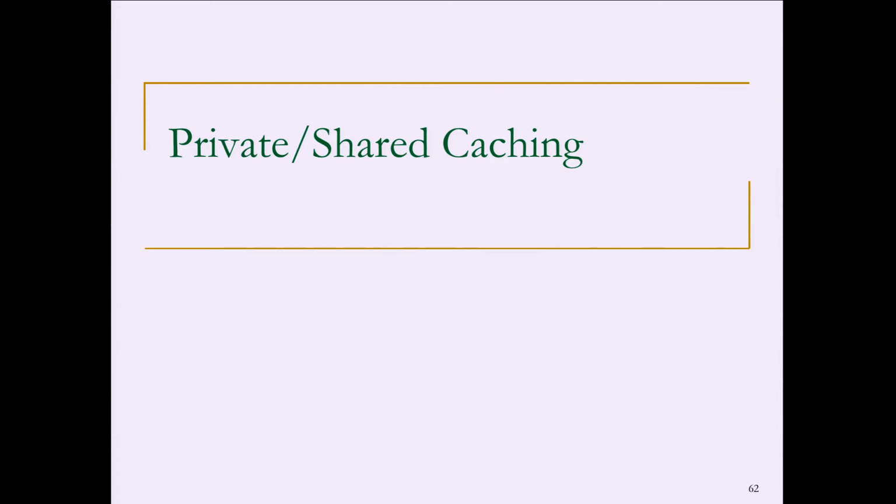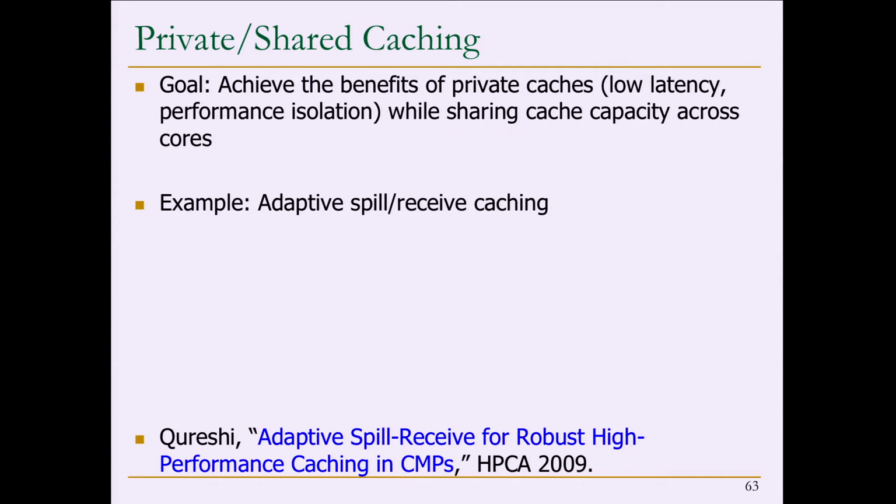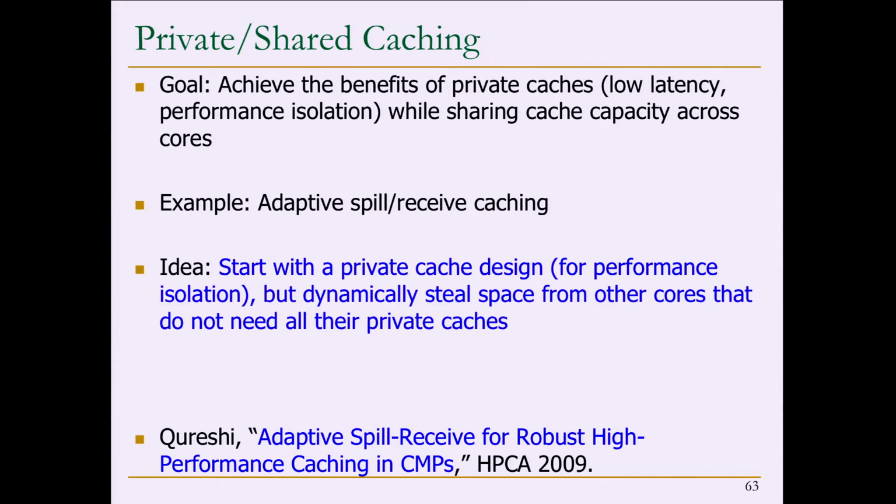Okay, let's look at what I call private/shared caching. Now we're going to blur the distance between private and shared caches. As I said earlier, the goal over here is to achieve the benefit of private caches, low latency, performance isolation, while sharing cache capacity across cores. And we're going to look at one idea. It's called adaptive spill-receive caching. And the idea is to start from this other end of the spectrum, not start from a shared cache, but start from a private cache. Start with a private cache design, which by definition provides performance isolation, but dynamically steal space from other cores that do not need all of their private caches.